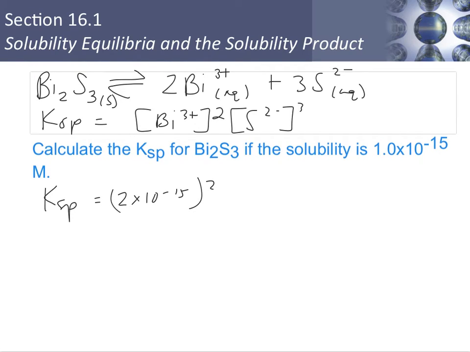And the concentration of the sulfide ion is 3 times 1 times 10 to the negative 15th, or 3 times 10 to the negative 15th, and that quantity is cubed. So our coefficients are used in 2 ways here, stoichiometry and then based on the equilibrium expression. We get 1.1 times 10 to the negative 73rd, and yes, this is a very tiny number.